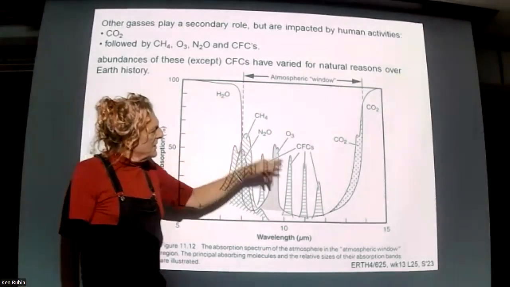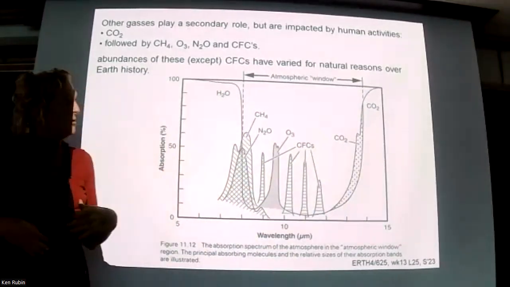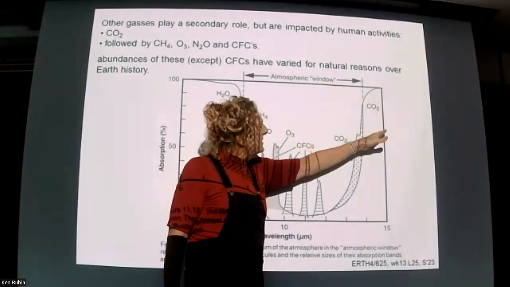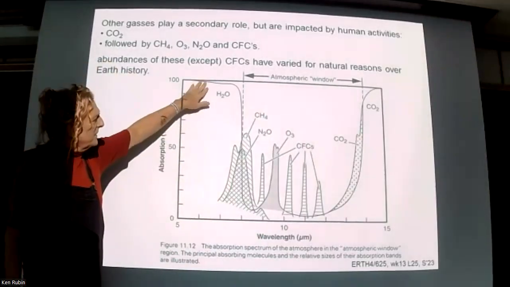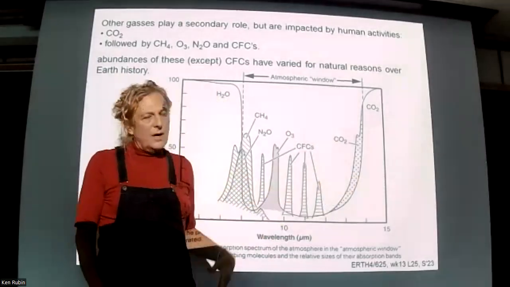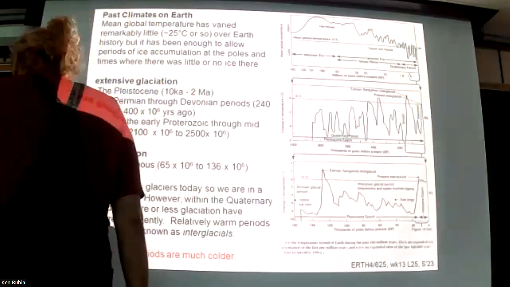You can also see this small shoulder of carbon dioxide. This is the CO2 that we've added to the atmosphere. You can't get higher than 100%. So adding CO2 doesn't really change that aspect of the window or this aspect of the water window. But when we add additional CO2, we broaden the shoulder. So those gases are absorbing heat.